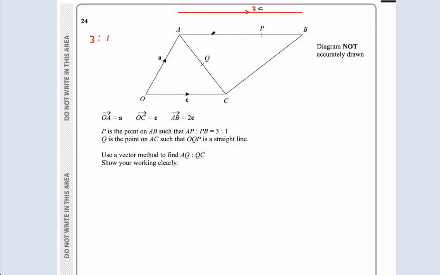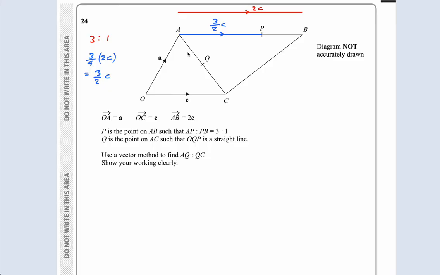So this AP here is actually equal to 3/4 of 2c. And 3/4 of 2c is 3 over 2 c. So this is 3 over 2 c. And then this would be 1 over 2 c. But we don't need that, so let's just leave this here for a second.